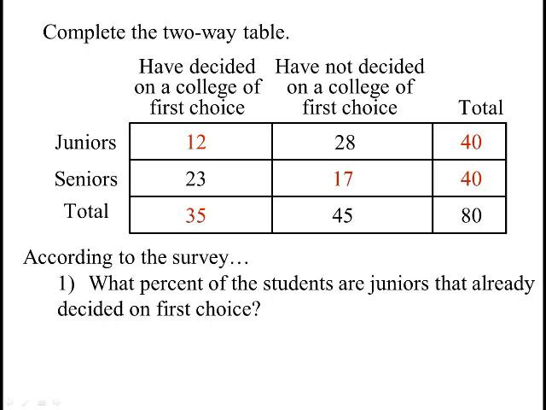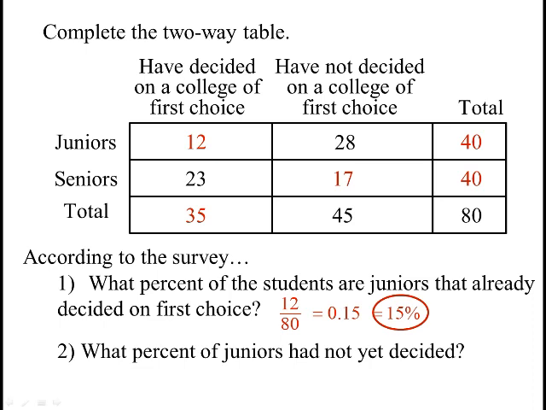Now, let's answer a few questions. What percent of the students are juniors that already decided on first choice? So, percent of the students. Okay, so 80 is our denominator. And they're juniors that have already decided. So 12 out of 80, 15%. What percent of juniors had not yet decided? So just the juniors, percent of juniors who have not, so 28 out of 40.